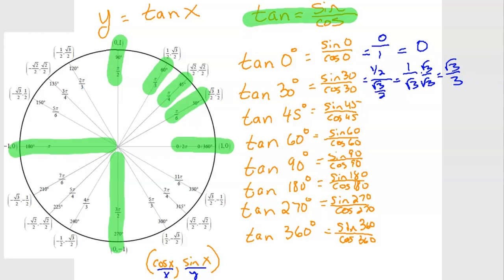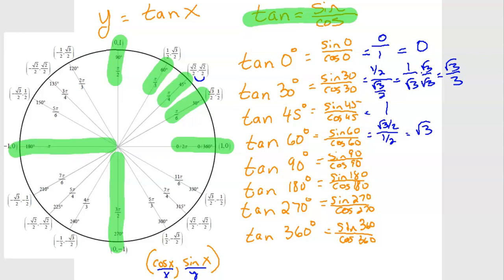The sine of 45 divided by the cosine of 45, notice these are the exact same numbers, so that's just 1. The tangent of 60 is the sine of 60, the square root of 3 over 2, divided by the cosine of 60, which is 1/2. So this is just the square root of 3 over 1, or just the square root of 3.